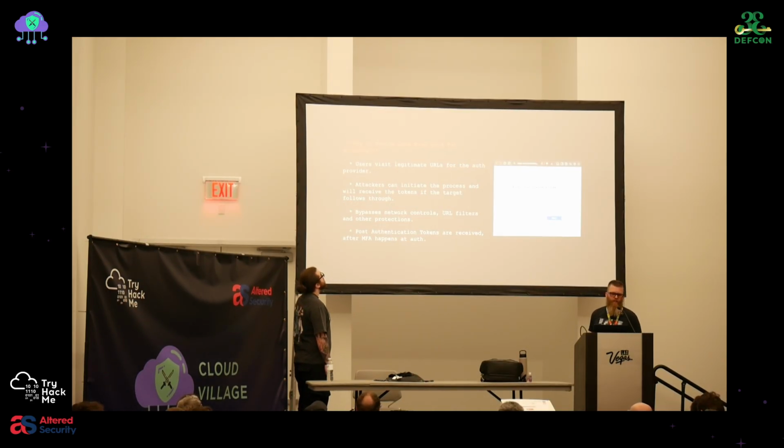So why is device code flow good for phishing? Users visit legitimate URLs from the auth provider. In our case, they're actually authenticating to Microsoft URLs. There's not a malicious URL they're authenticating to. We do use a malicious URL in our flow, but as you'll see, it's hidden and it's visited off of the network. Attackers can initiate the process and they will receive the tokens if the target follows through.